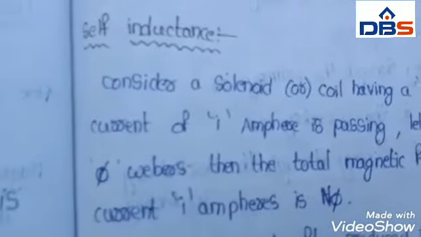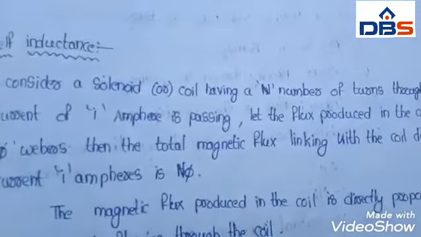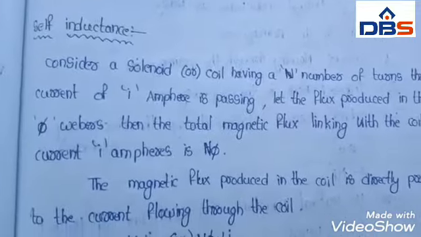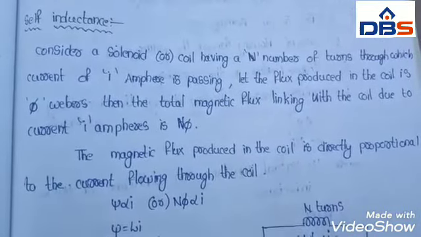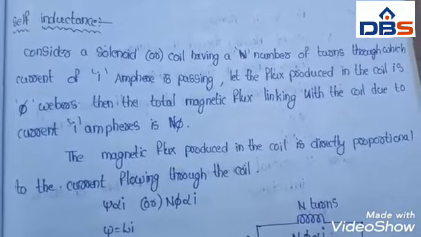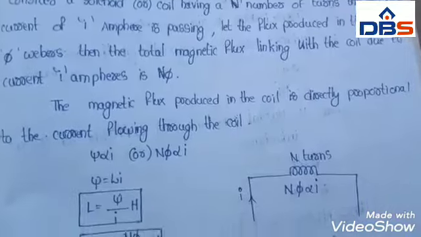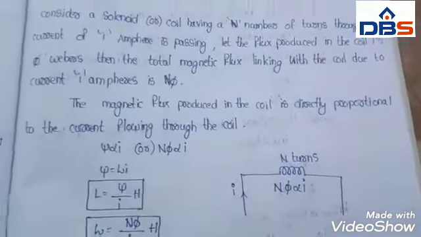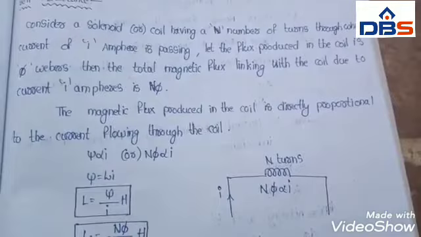And the next topic, a most important topic, is self-inductance. Consider a solenoid having N number of turns through which current I is flowing, and let us consider that when applying current I, a flux of phi Webers flows through the coil. Now the flux linkage in the conductor is N phi.